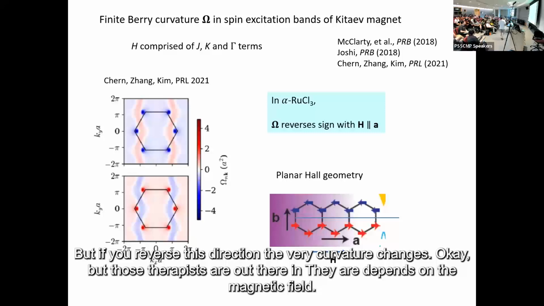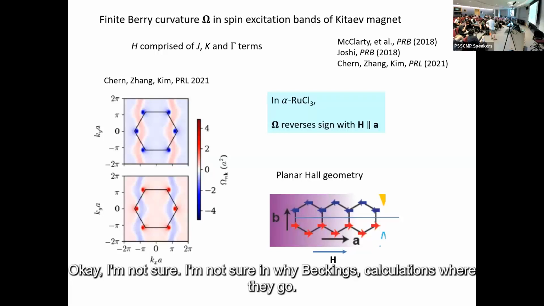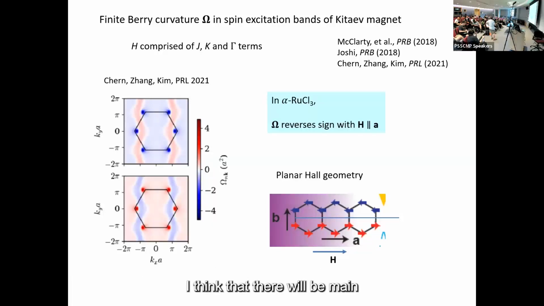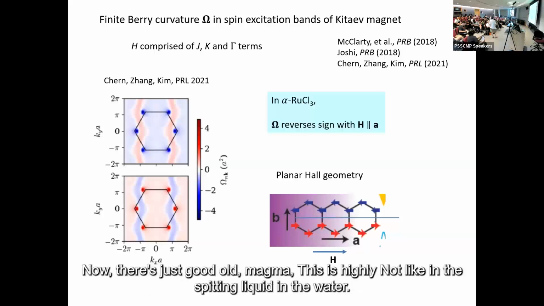They are, it depends on the magnetic field, yeah. In this situation, we, let's see. Actually, I'm not sure in YB Kim's calculation whether they get. I think they remain ungapped. Yeah, it's a different situation. So is this what people call a Dirac spin liquid? No, that's different. Yeah, this is just good old magnon theory. This is a high magnetic field, not in the spin liquid interval. Okay.